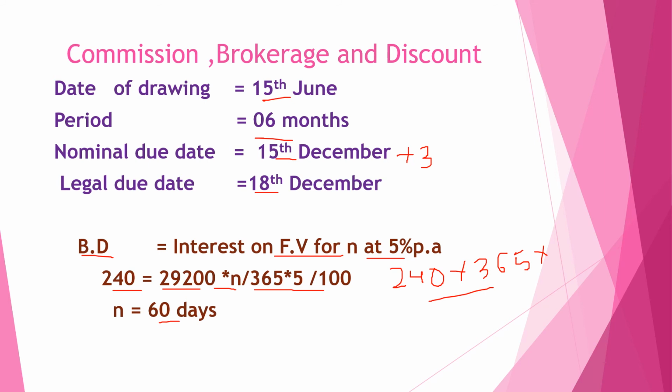Simultaneously, 100 is in multiple form, so it will come in division form. And what we are going to divide over here is 29,200, and secondly we have 5. So we do the cancellations here, and after cutting and all, we get the answer, that is 60 days. So this is our answer for the nth term.